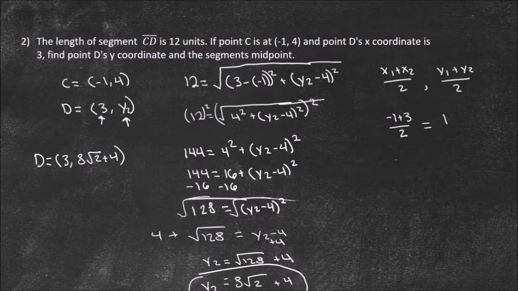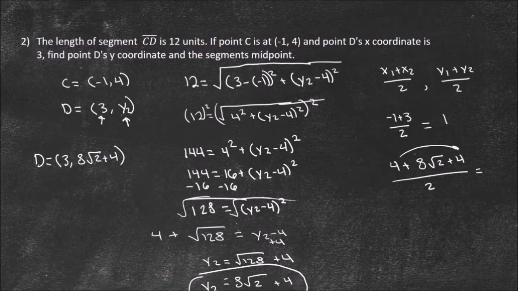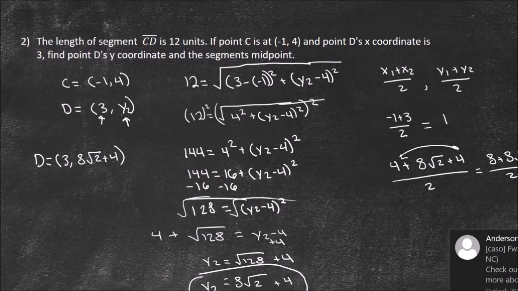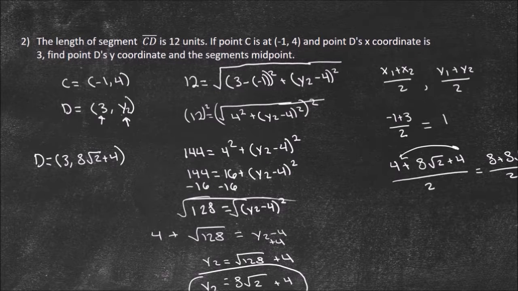Now the y-coordinate is going to get a little confusing. We have y1 is 4, that's easy, plus y2 is 8 square root of 2 plus 4, whole thing divided by 2. Okay, well, I'm going to simplify the top. I'm going to combine my like terms. I can combine these constants here to get me 8 plus 8 square root of 2 divided by 2. And again here, if we have 8 plus 8 square root of 2, I'm dividing by 2, so I can actually simplify that into 8 divided by 2 plus 8 square root of 2 divided by 2.